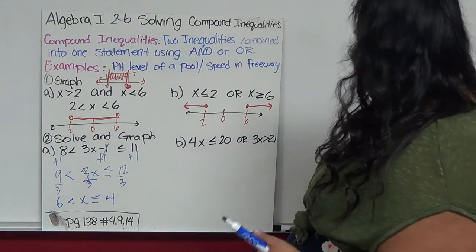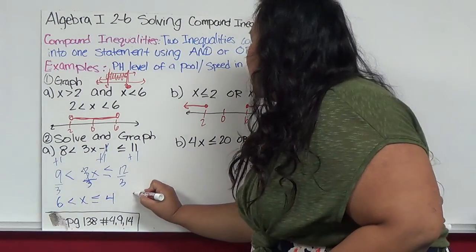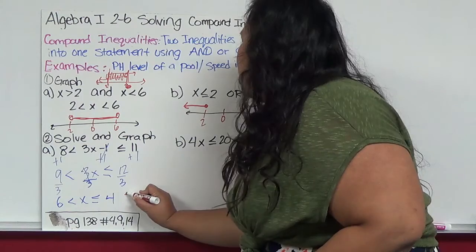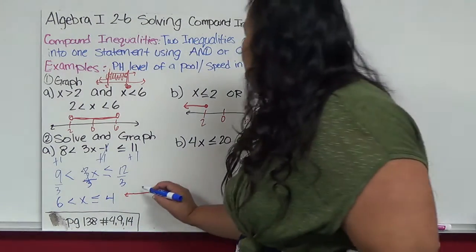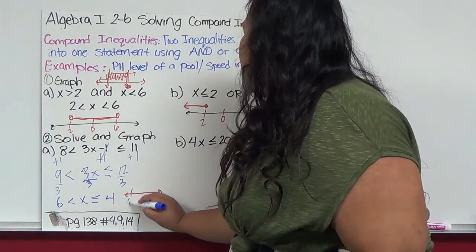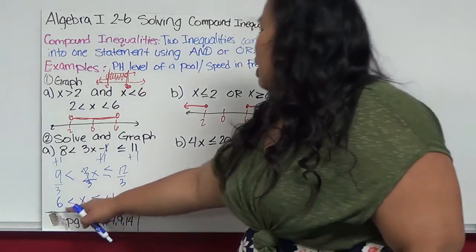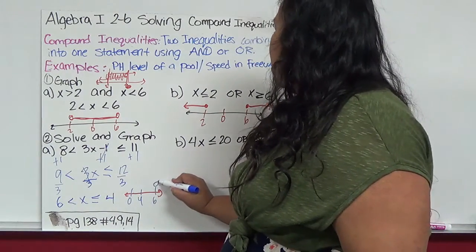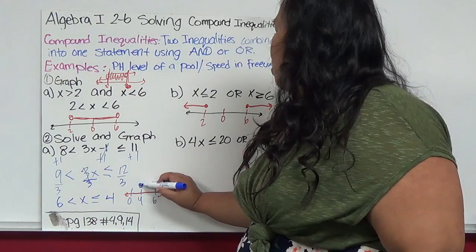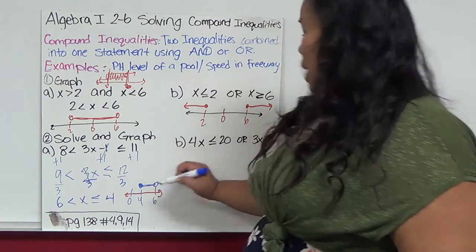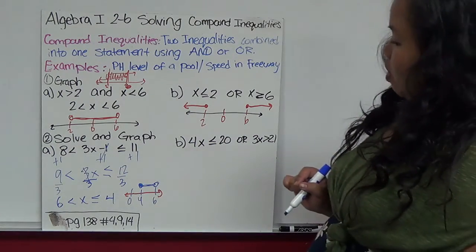So this is telling me that my answer is between 6 and 4. But pay attention to the signs because one is open circle and the other one is closed circle. So here's 0, here's 4, and here's 6. So 6 related to x is open circle, and 4 related to x is closed circle, and it's in between. That means my answer can include 4, but it cannot include 6. All right?